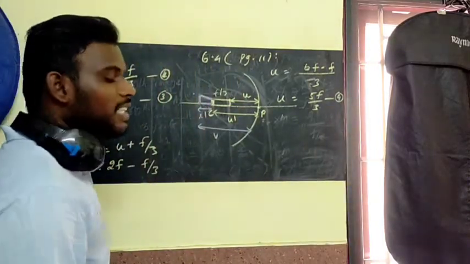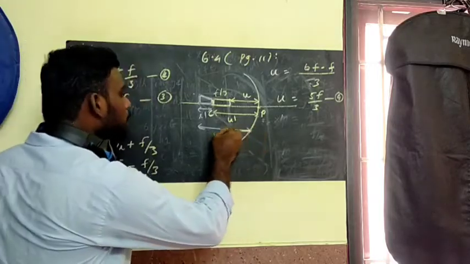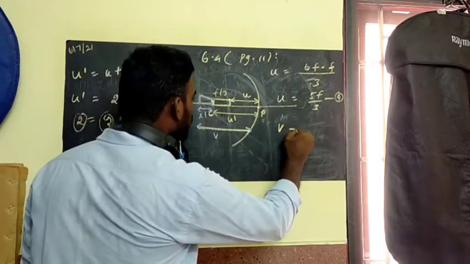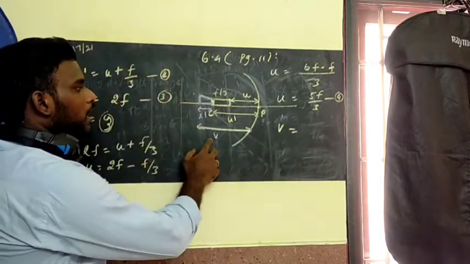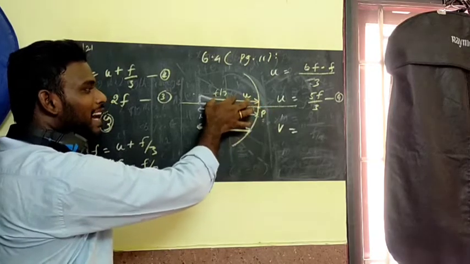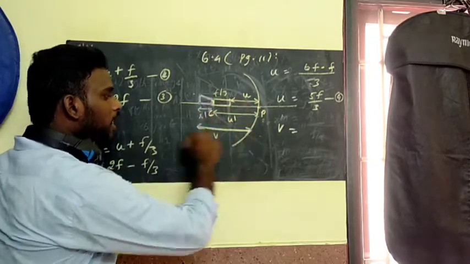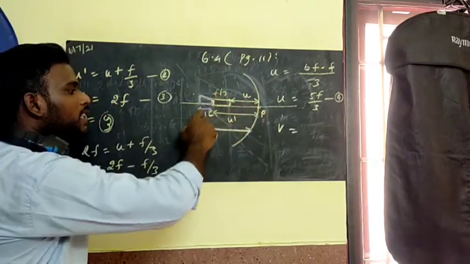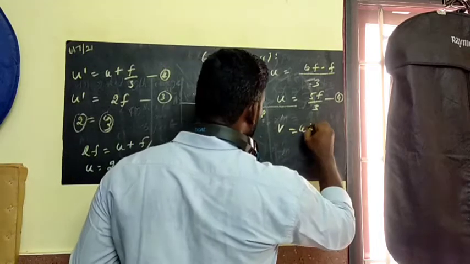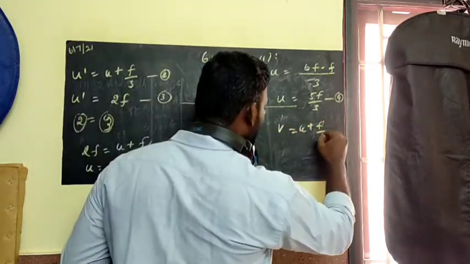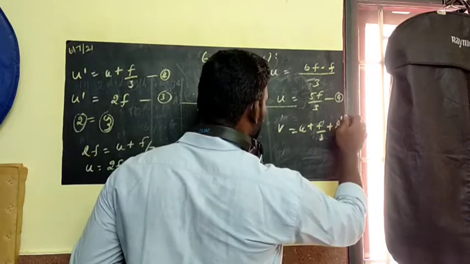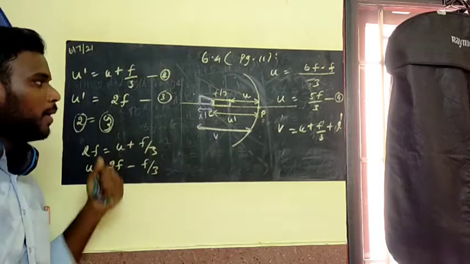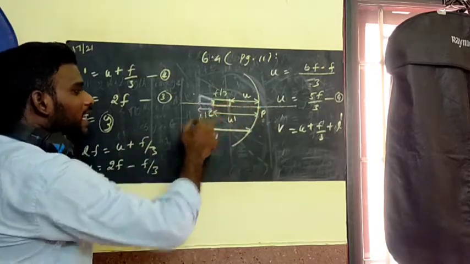Now we want to know the position of the image. So from this we can say v equals, how do you find v? If we add u, f by 3, and L dash, we can get v. So v is equal to u plus f by 3 plus L dash. That will be the total length of the image. So u, f by 3 and L dash.